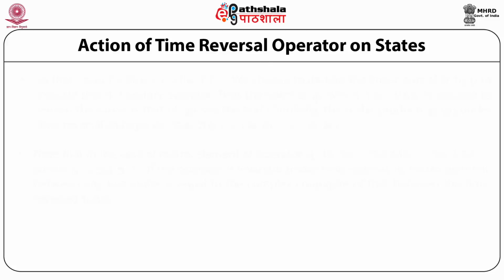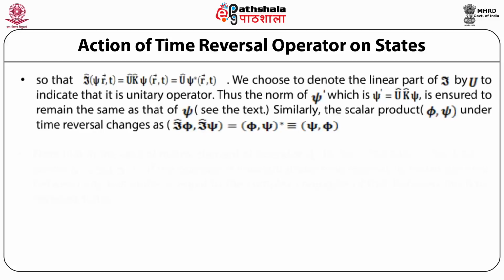Action of time reversal operator on states. Now, after having studied that the time reversal operator is actually a product of the linear operator U times the complex conjugate operator K, we can then see the effect of the time reversal operator acting on the wave function ψ. And this can be written as the time reversal operator acting on the wave function ψ(r, t) is equal to the linear operator U acting on the complex conjugate operator K acting on the wave function ψ(r, t). And this turns out to be equal to the linear operator U acting on the wave function ψ star (r, t), where ψ star is the complex conjugate of the wave function ψ.